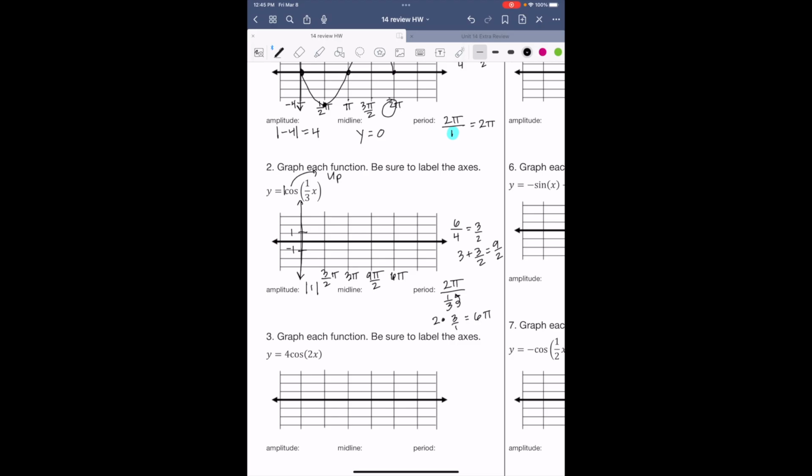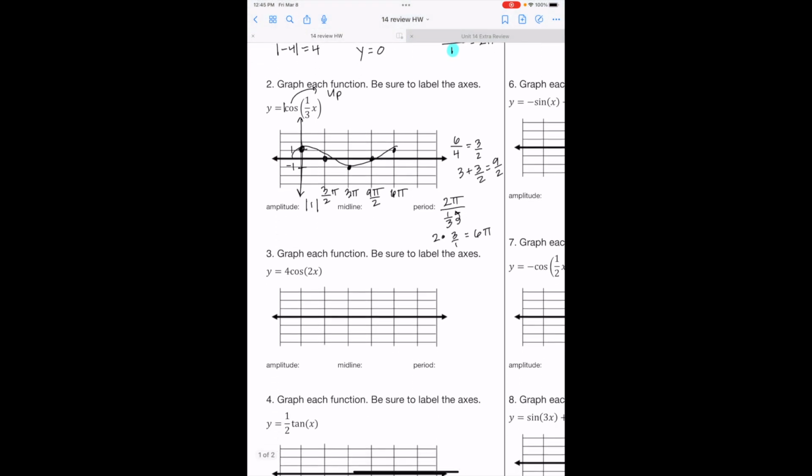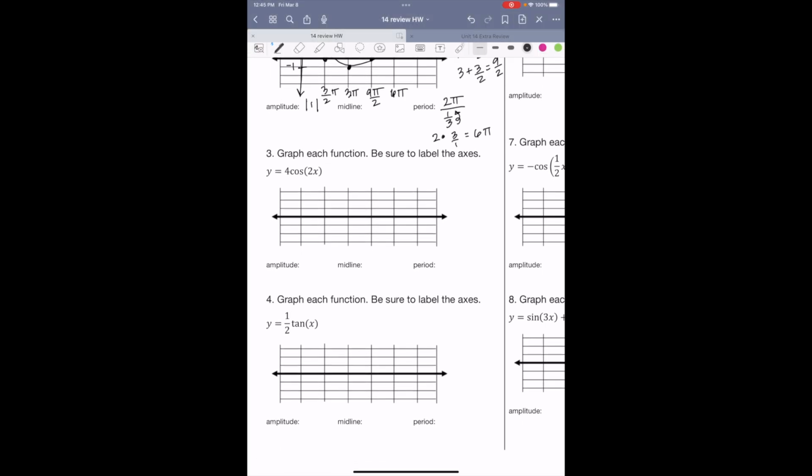And then it's going to be cosine, and it's positive, so I'm not going to start on the midline. I'm going to start up, and then we go down. Cosine likes to make a smiley face, if you notice, or a frowny face if it's negative, because it doesn't sin like sine. Just kidding. Okay, thanks. All right, number 3.